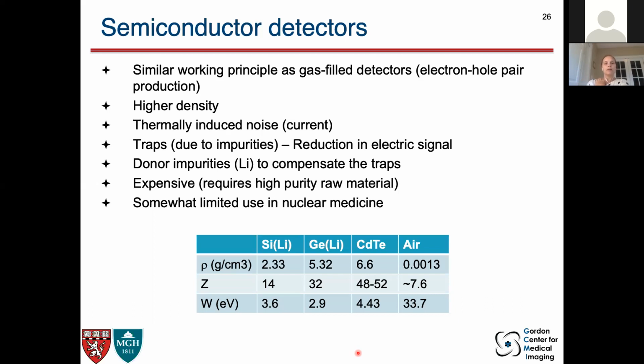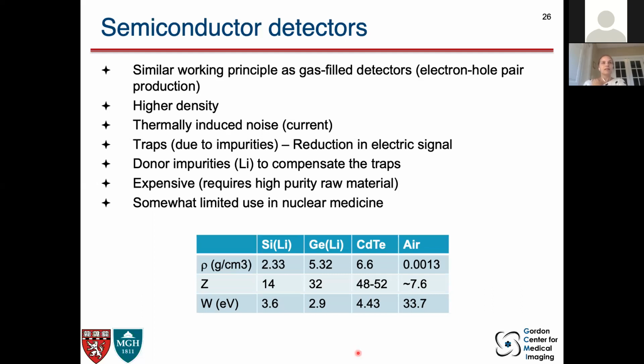There can also be, if you have impurities in the material, they can act as traps for the electrons and holes, which will lead to signal loss. So to limit this, you want to have high purity material, which is expensive to make, and it also limits the size of the pure crystals that you can achieve. And many semiconductor detectors also have donor impurities that compensate for the traps, but this is also expensive and time consuming, and you're limited in the thickness of the material that you can achieve.